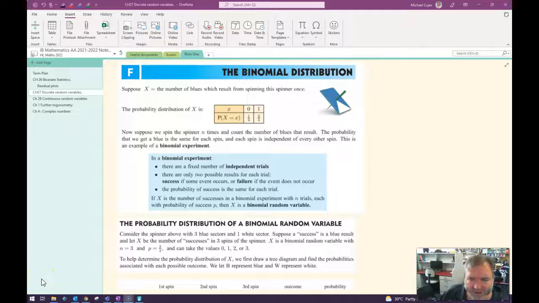Right, the third and final part of our discrete random variable chapter, binomial distribution. This is fun. It's got some applications that you can use to calculate probabilities of different things in everyday life, and it's fairly straightforward, but we need to make sure we know what we're talking about.